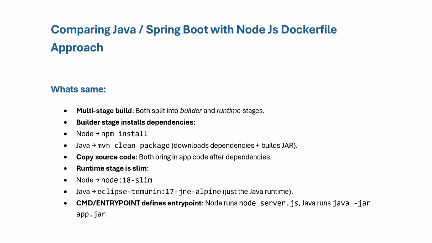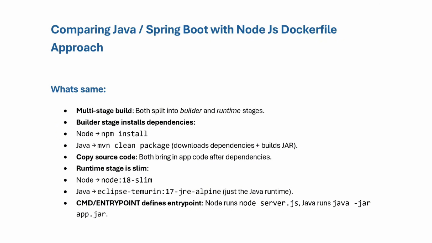What's the same? Multi-stage build: both split into builder and runtime stages. The builder stage installs dependencies. In Node, it was npm install. In Java, it is mvn clean package. This downloads dependencies plus builds the jar. Copying the source code: both bring in app code after dependencies.